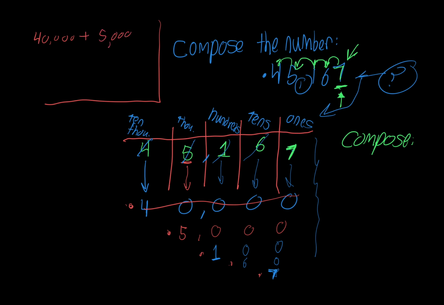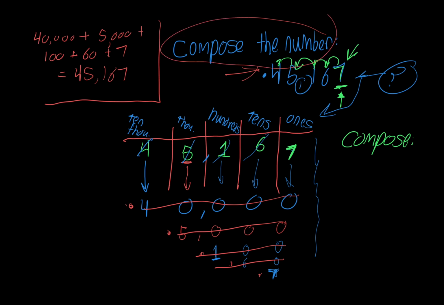5,000 plus 100 plus 60 plus 7. Okay, and if you add it all up, you should get the same number we started with, 45,167. Okay, and that's how you compose a number, okay?